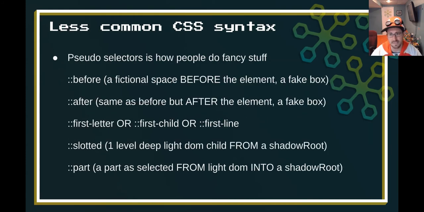Some less common CSS syntax that's also totally valid is pseudo selectors. This usually is where people get into the fancy stuff, like really complex animations and things. So you can say colon colon before, and this is going to give you the fictional space before whatever the item is. And then in that fictional space, you can just do whatever you want there. You might see someone draw a circle there. Or after, the fictional space after.